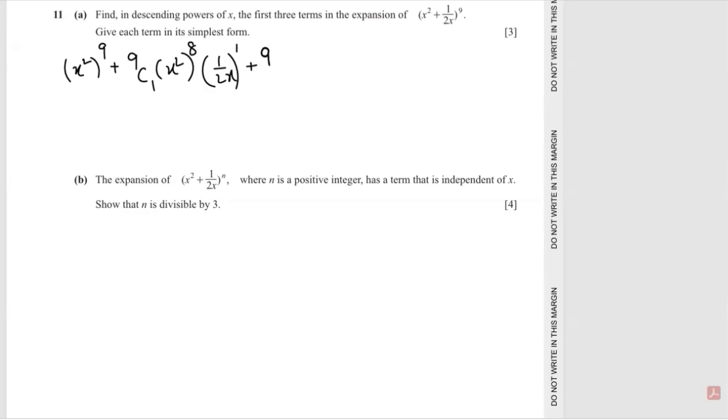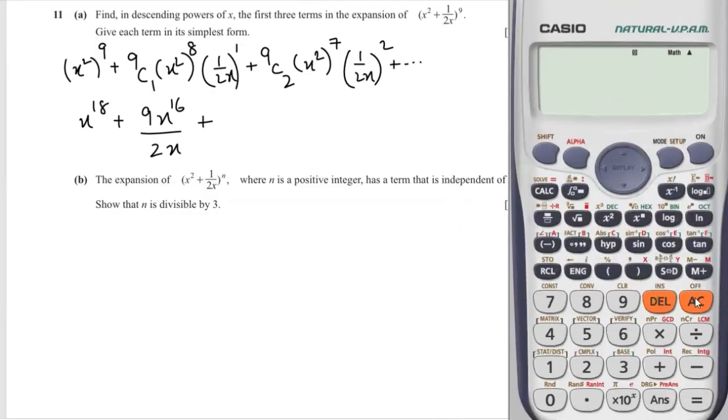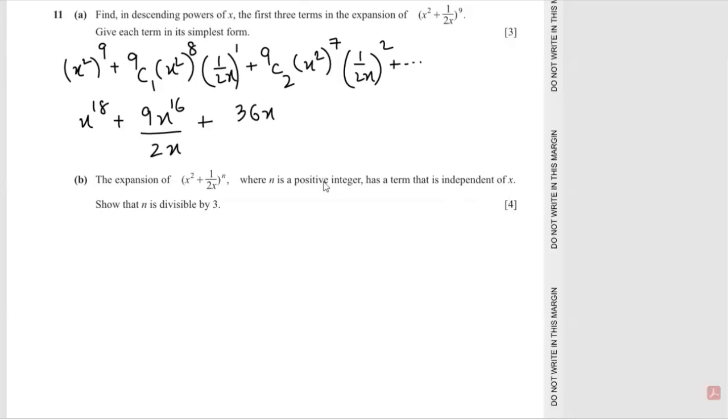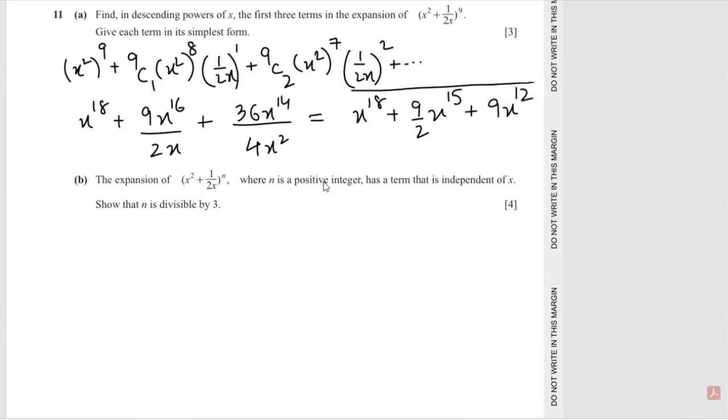So 1 plus 9c2 x squared raised to power 7 and 1 over 2x raised to power 2, dot dot dot. This will be x18. This is a 9x16 divided 2x plus 9c2. Let's quickly check. 9c2, that's going to be 36 x to the power 14 over a 4x squared. And now I can further simplify x18 plus 9 over 2 x15 and plus 9x to the power of 12. I'm using indices as well. And that is the answer to part A.